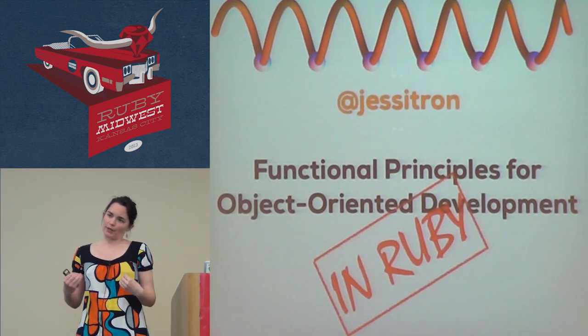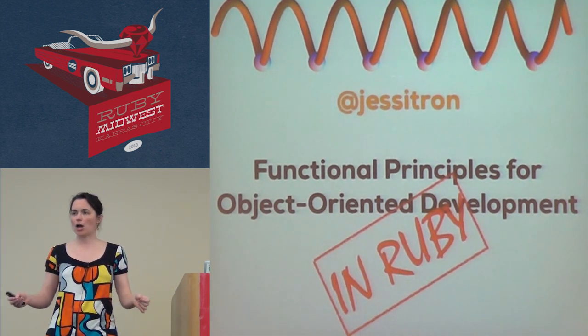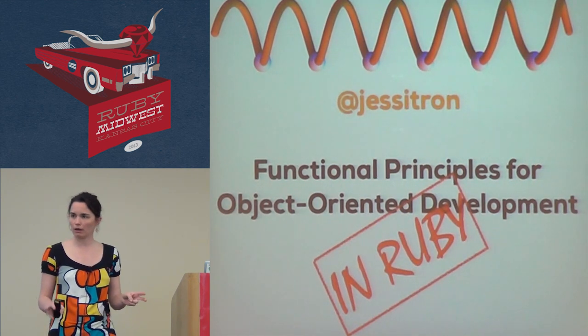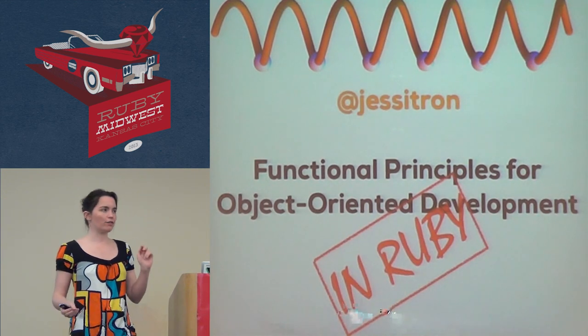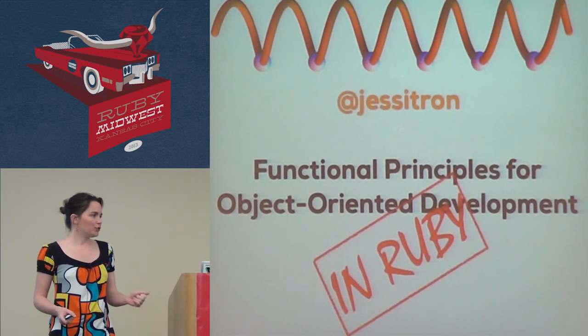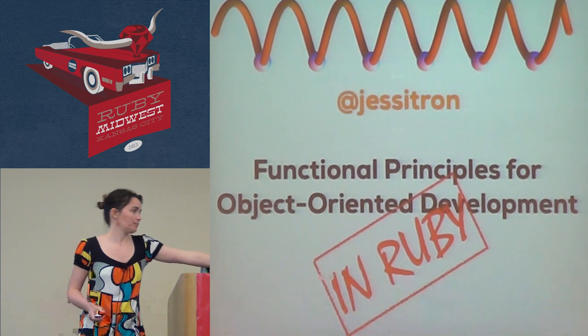So that's what I'm going to try to explain to you guys today. This is not a how to do functional programming, although there's a little bit of that. This is mostly about the why. Why do functional programmers work like they do, and how do they think?